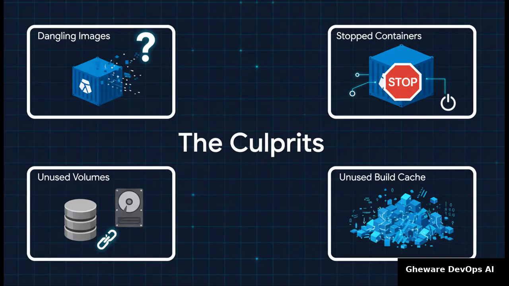So, what is this debris I'm talking about? Well, it's all the stuff Docker kind of leaves behind. You've got dangling images from old builds, containers that you stopped but never actually removed, volumes that aren't attached to anything anymore, and build caches that have just gotten huge. The analogy I love is the kitchen after you've been cooking for a month. It's just full of unused ingredients and dirty dishes.